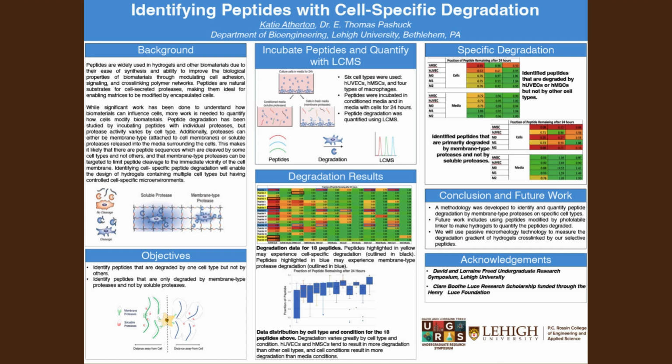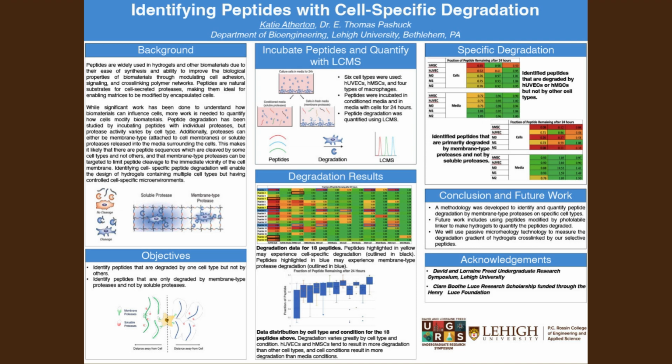We used 6 cell types: human umbilical vein endothelial cells, or HUVECs, human mesenchymal stem cells, or HMSCs, and 4 types of macrophages. So we cultured the cells in media for 24 hours, and then we separated the conditioned media from the cells, and we replenished the cells with fresh media. We then added the peptides to both the conditioned media and the fresh media containing the cells, and we incubated them for 24 hours. And then we quantified this peptide degradation using LC-MS.